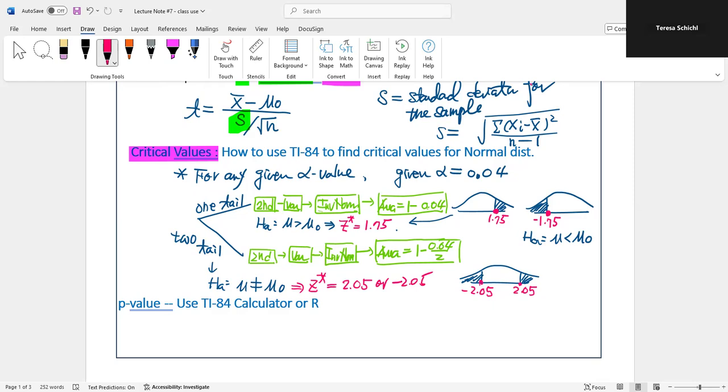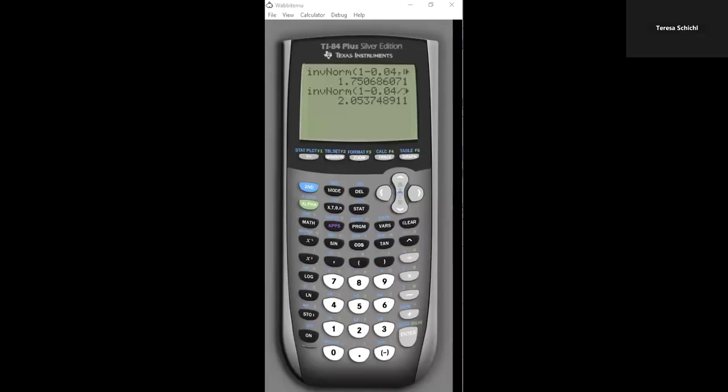Okay, now the next thing here is the p-value. The p-value is a little bit easier because we can use a function to do that. This is the sample mean for the z-test, right? So let's take a look at which function I'm going to use here. All right, let me go to the calculator again. Okay, here is my calculator.